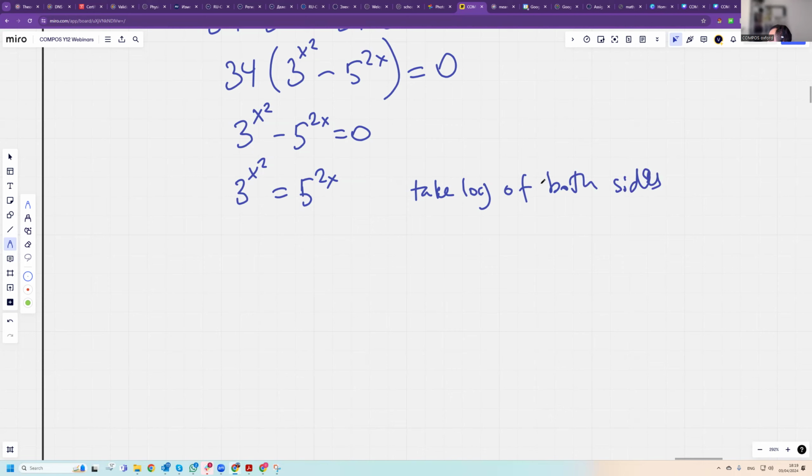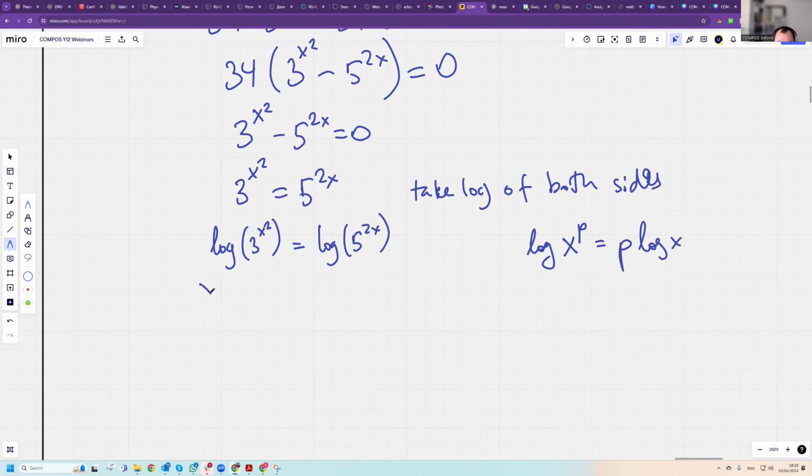Have you studied logs yet? Have you studied logs at school? Yes or no? Okay, so this should be easy for you. So you take log 3 to the x squared equals log 5 to the 2x. Then there's a property of logs. So log x to the power p can be written as p log x. So x squared log 3 equals 2x log 5.